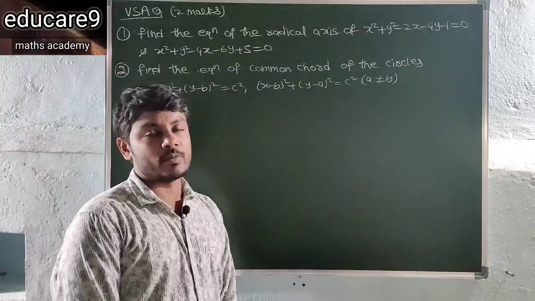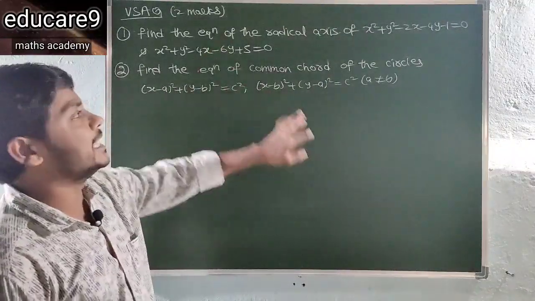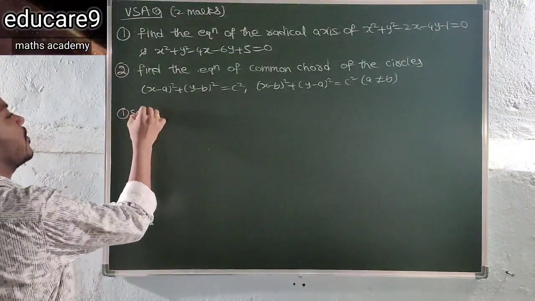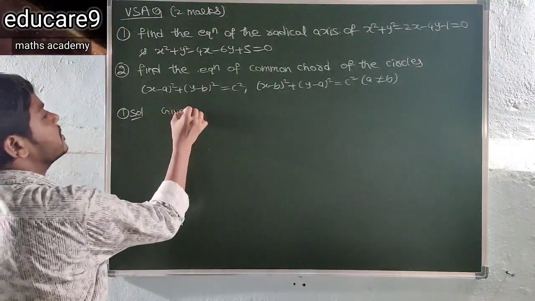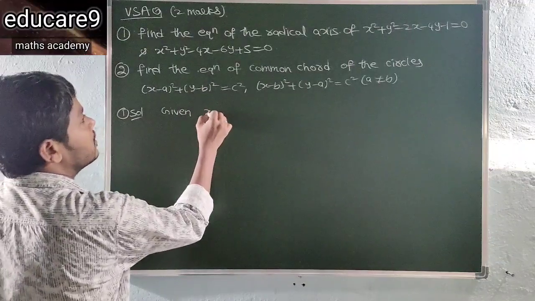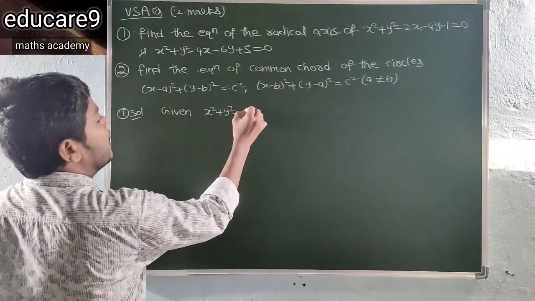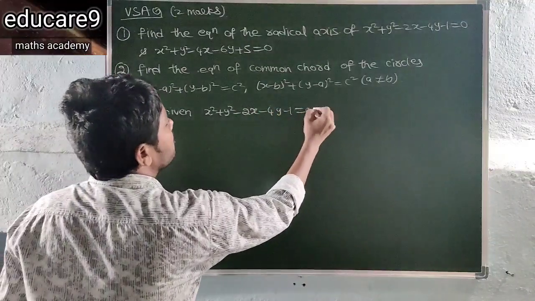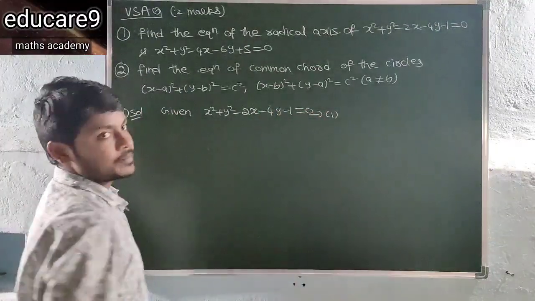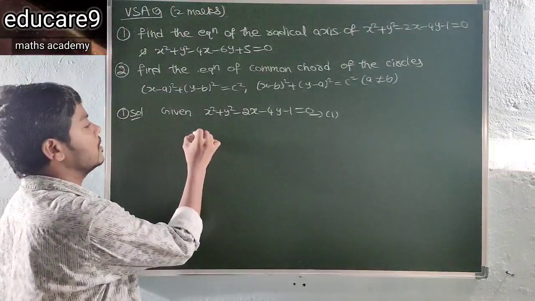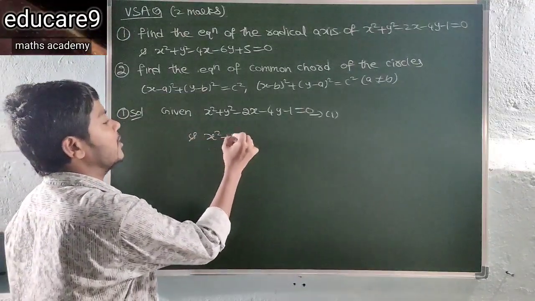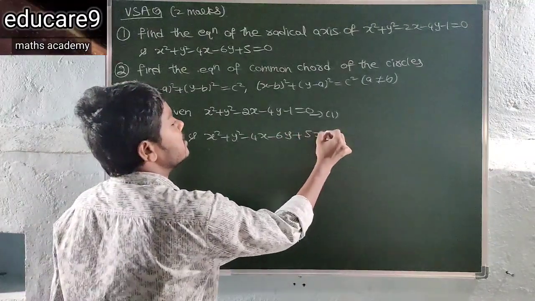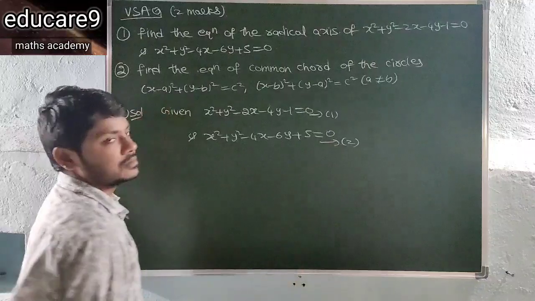So next we will discuss 2 marks questions. First one, find the equation of the radical axis of two circles. So see the first solution. What are the given circles? x square plus y square minus 2x minus 4y minus 1 equals 0. This is equation 1. And the second circle, x square plus y square minus 4x minus 6y plus 5 equals 0. This is the second one.